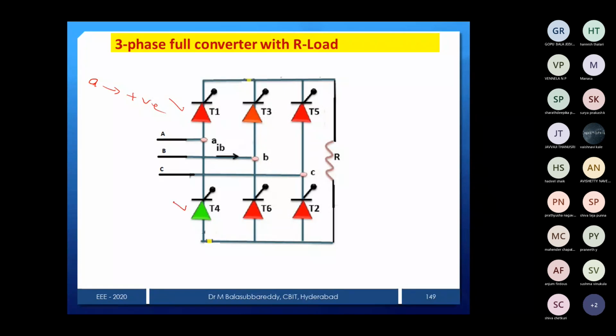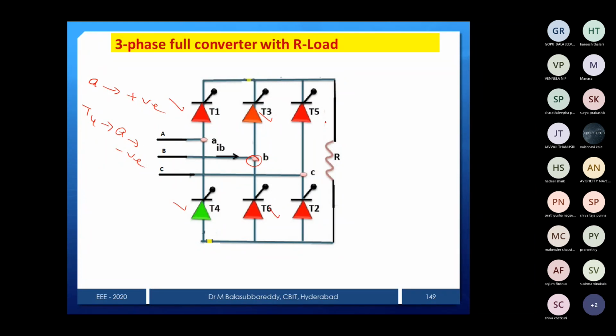Similarly, T4, both are in the same leg, no? So T4 will get forward bias whenever A phase is more negative compared to the other phases. Like that, all other phases, let it be B phase. So whenever B phase is more positive, T3 will be forward biased. Same, when B phase is more negative, T6 will be forward biased.